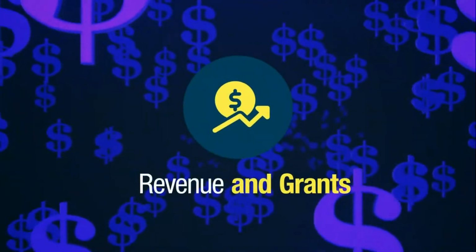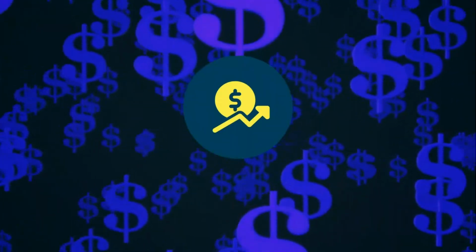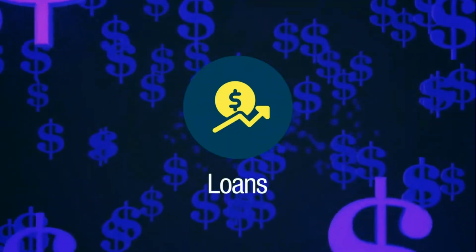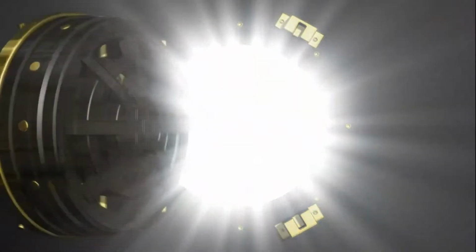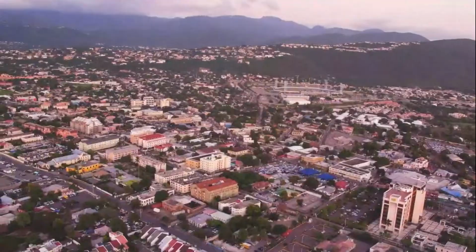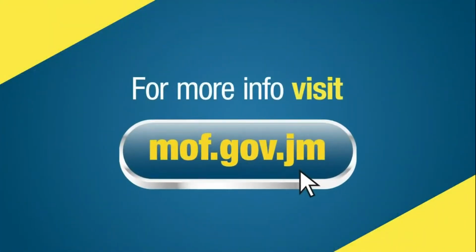In essence, most of the country's funding comes from revenue and grants, loans, and from prior year cash balances in the Consolidated Fund. The national budget is everybody's business because it impacts every Jamaican. Visit mof.gov.jm for more information.